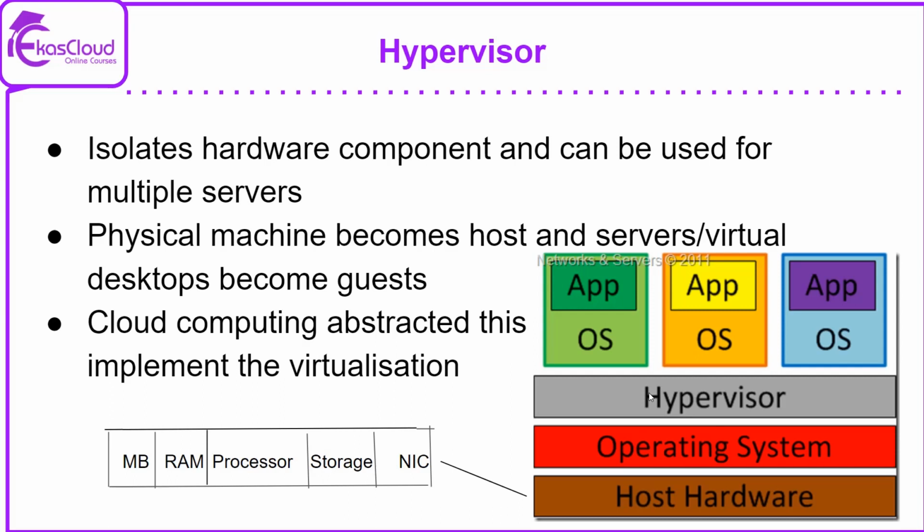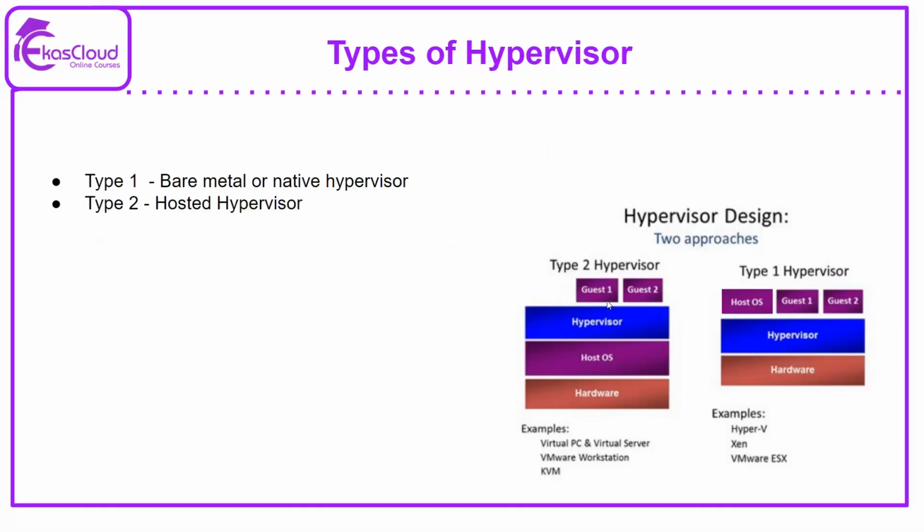So as you can see in this picture, there will be a host hardware which includes motherboard, RAM, processor, storage, and network interface card. And there will be this hypervisor which will isolate the host or the hardware components, and then these hardware components can be used individually by each application or host. Here, cloud computing basically abstracted this concept of hypervisor to implement the virtualization.